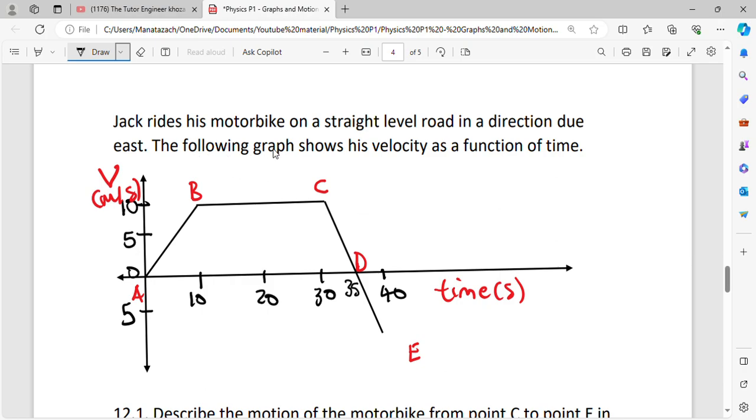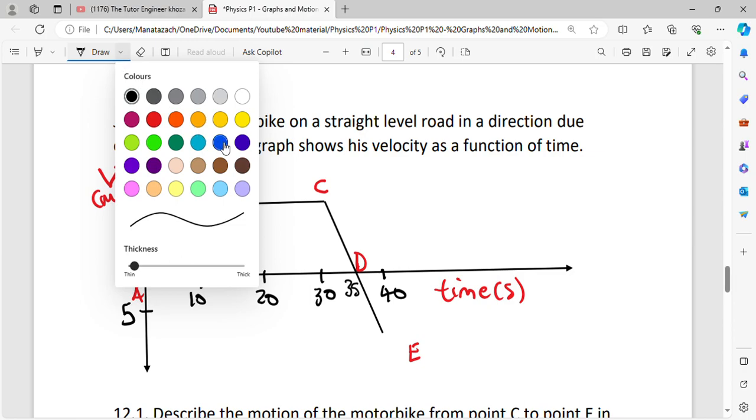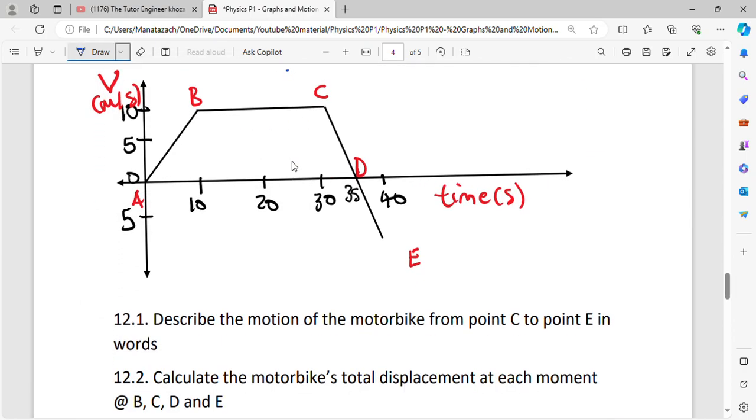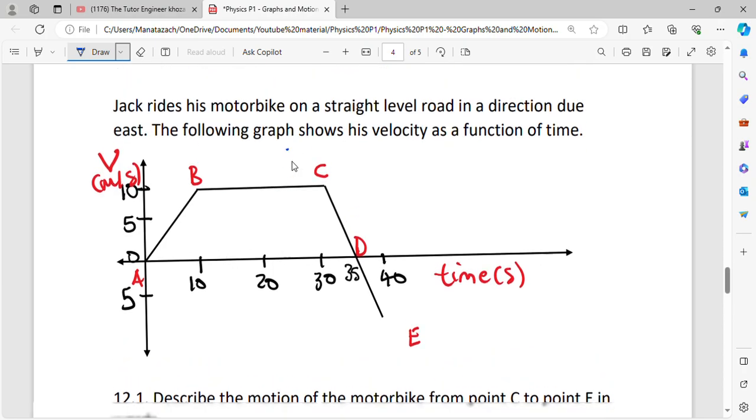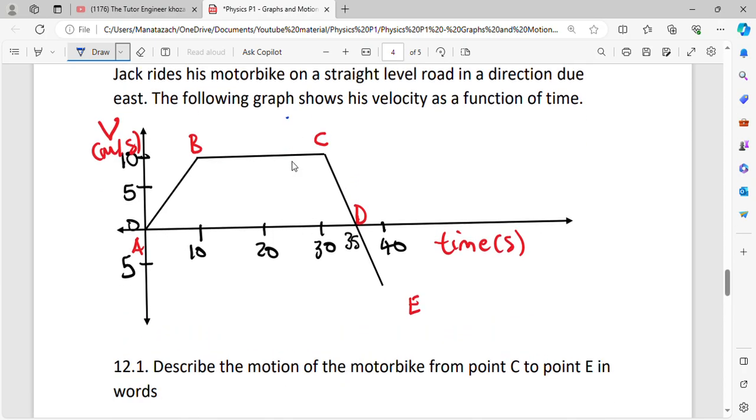Jack rides his motorbike on a straight, level road in a direction due east. The following graph shows his velocity as a function of time. So this is the velocity time graph for Jack's motion. So let's read the first question. Describe the motion of the motorbike from point C to point E in words. So we focus on point C all the way to point E.